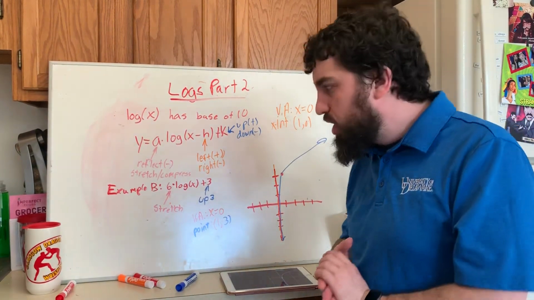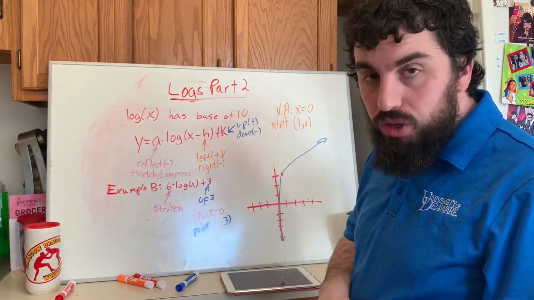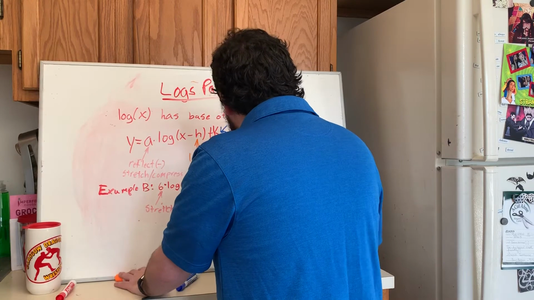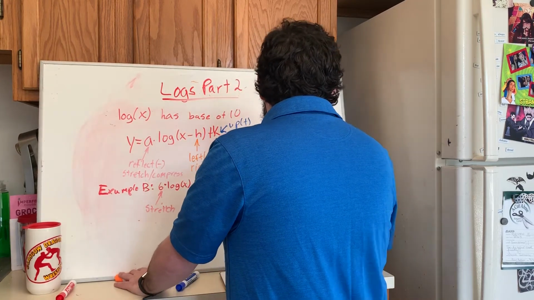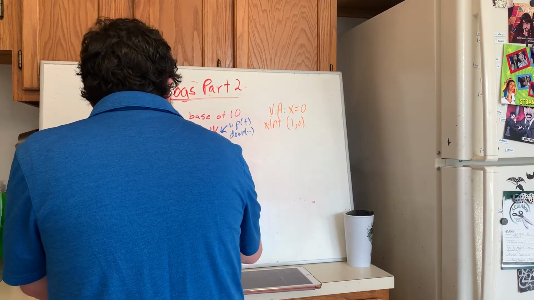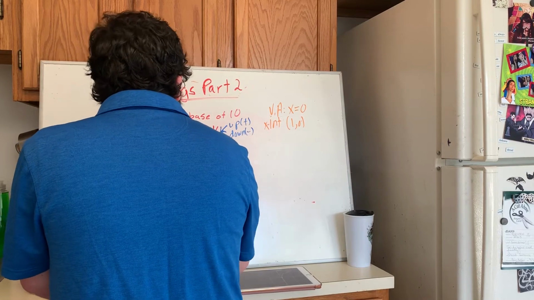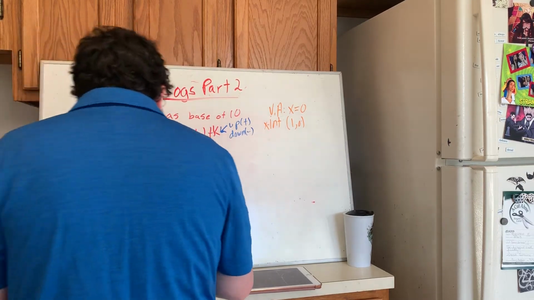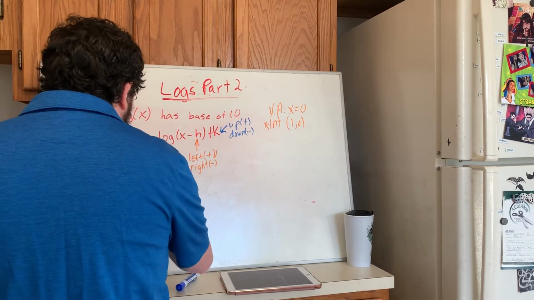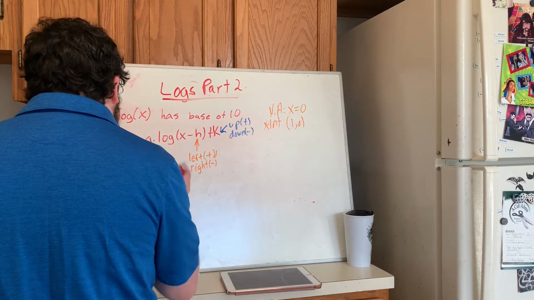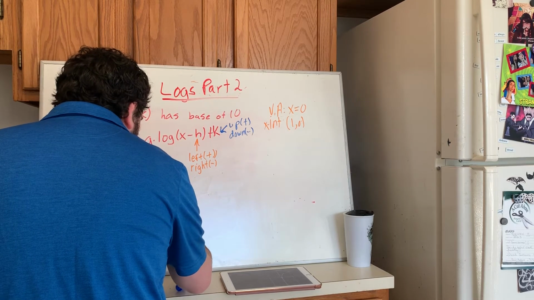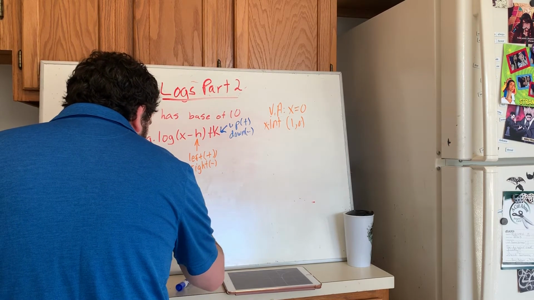Now we got one more example to look at, and then we are done with graphing. I'm going to ask you to give the work a try. The next one just looks at reflecting it over the x-axis. So the next one just says negative log of x. This is example C. The negative log of x tells me this just reflects.